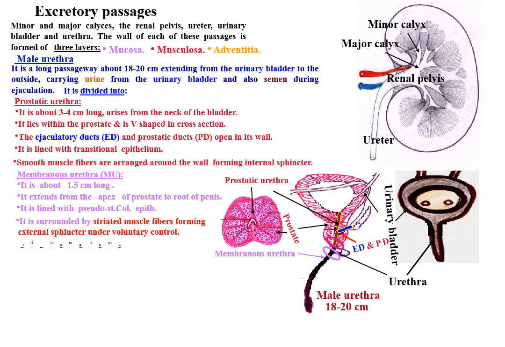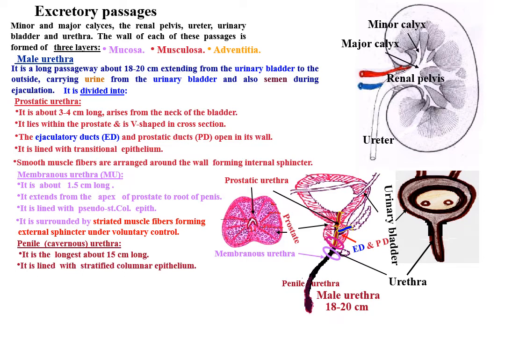Then penile or cavernous urethra is the longest part, about 15 centimeters long. It is lined with stratified columnar epithelium, which changes to stratified squamous at the opening, fossa navicularis.